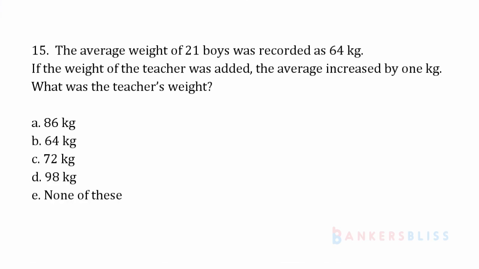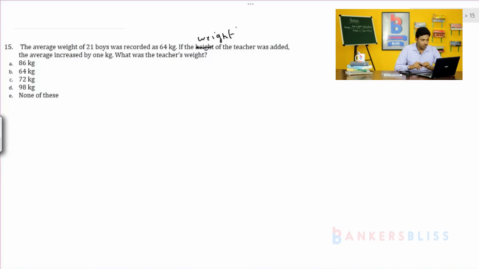The average weight of 21 boys was recorded as 64 kg. If the weight of the teacher was added, the average increased by 1 kg. What was the teacher's weight? So you have two methodologies. One is going through the formula and another one is the sharing methodology.